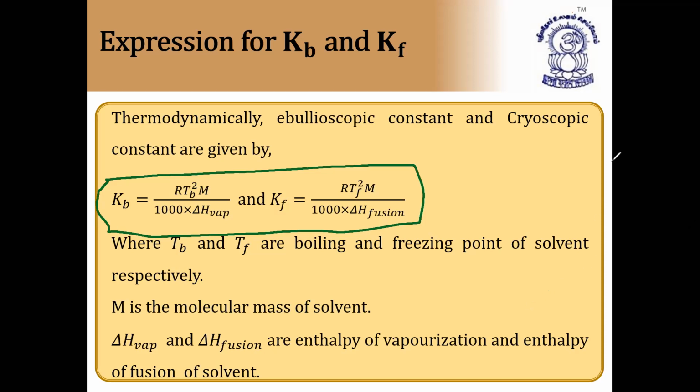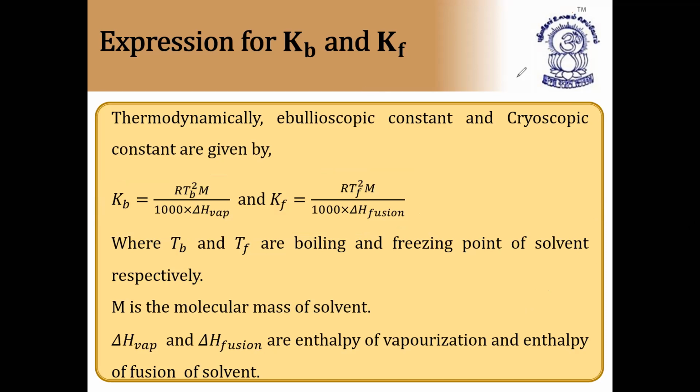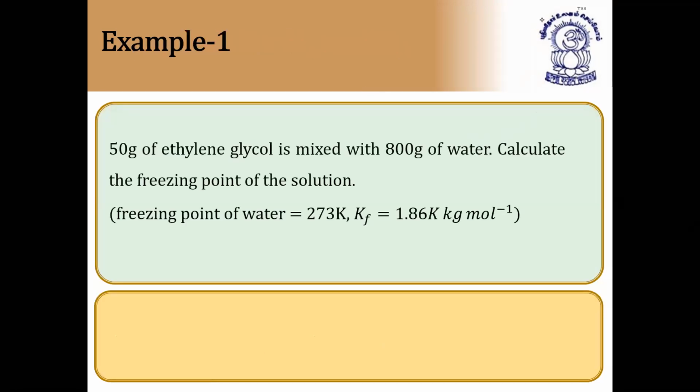Next, now questions based on depression of freezing point. 50 grams of ethylene glycol is mixed with 800 grams of water. So 50 grams is the weight of solute, and 800 grams of water is the weight of solvent, capital W. Calculate the freezing point of the solution. The freezing point of water is given as 273 kelvins. This is called TF, T degree F actually.